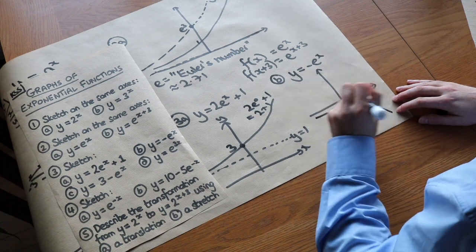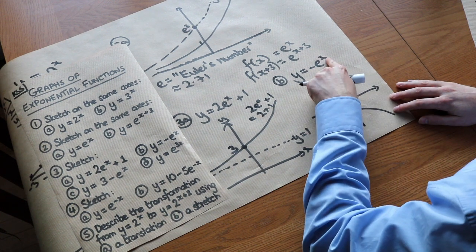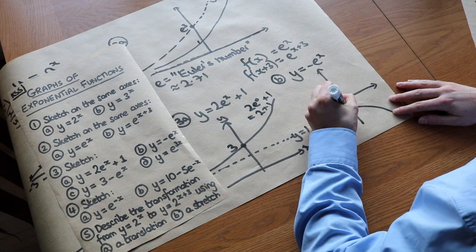And we need this y-intercept. If we had minus e to the power of 0, then that'll be minus 1. So that y value will be minus 1.